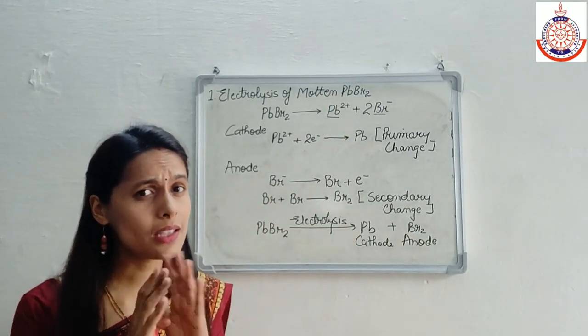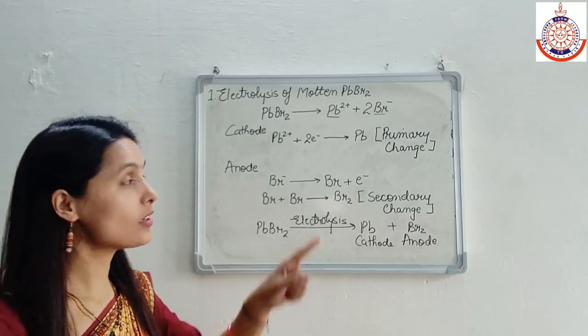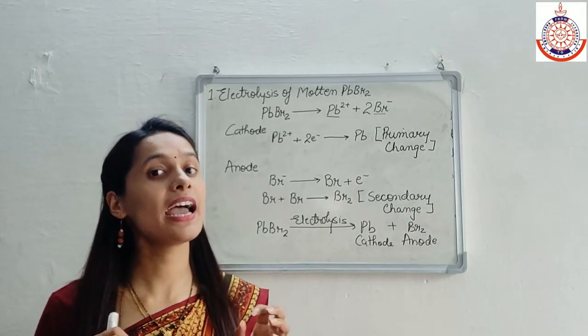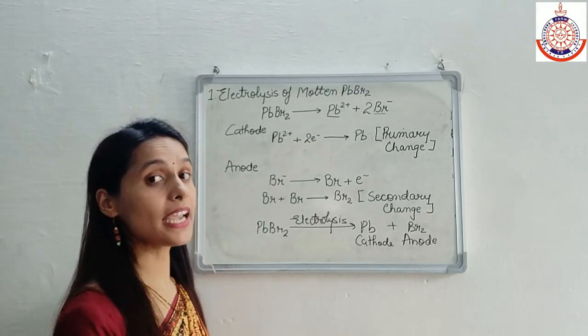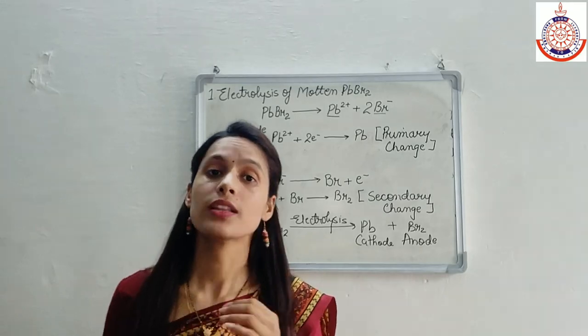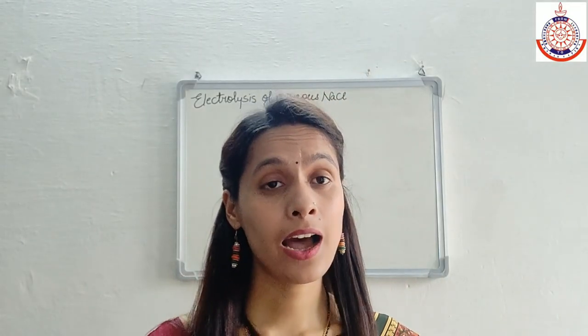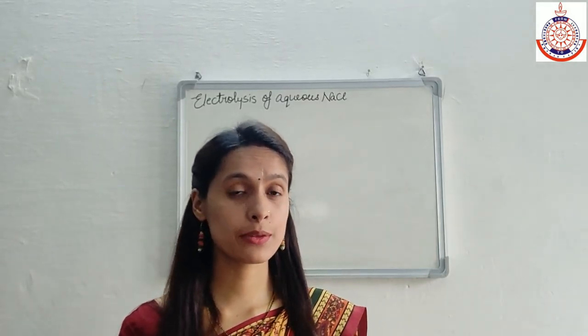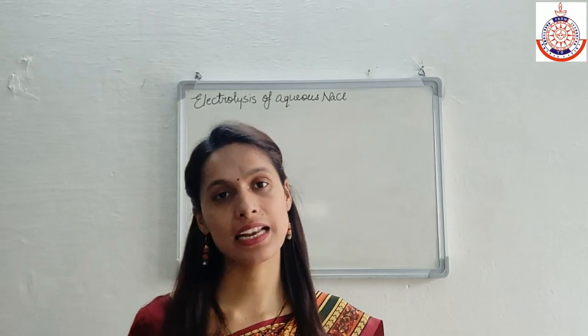Now this is simple. Why is it simple? Because here I am taking the molten PbBr2. I am not taking the aqueous PbBr2. That's why it is simple. Now we will study how discharge potential plays an important role in determining the product which we get at cathode and anode.